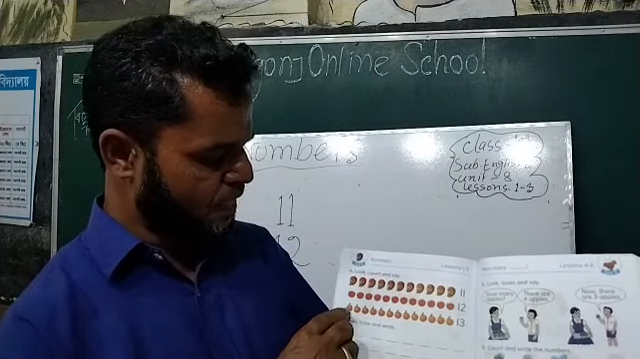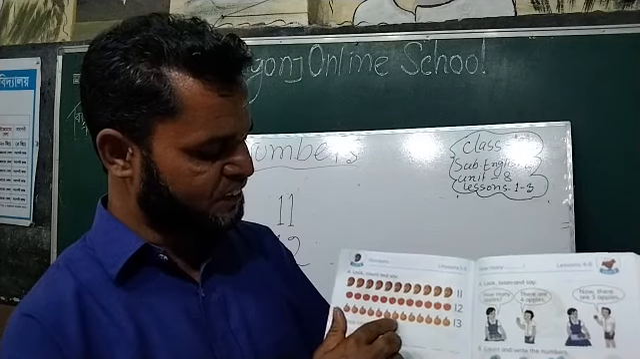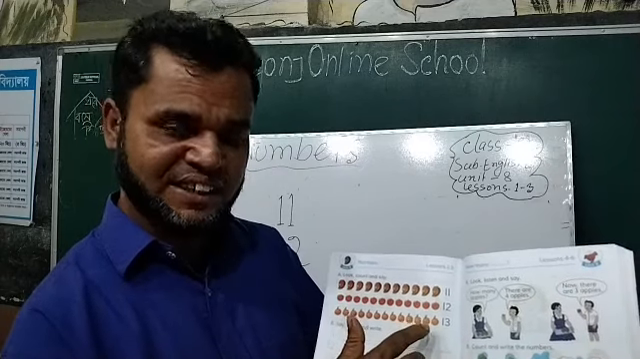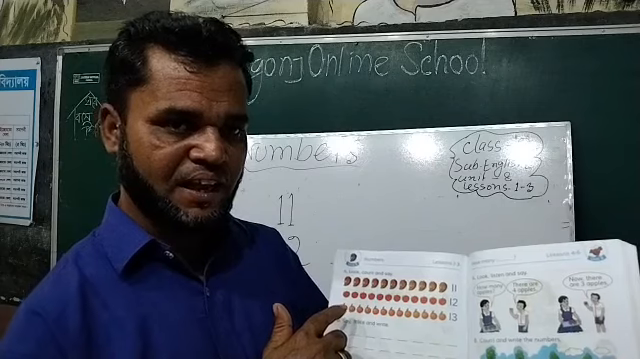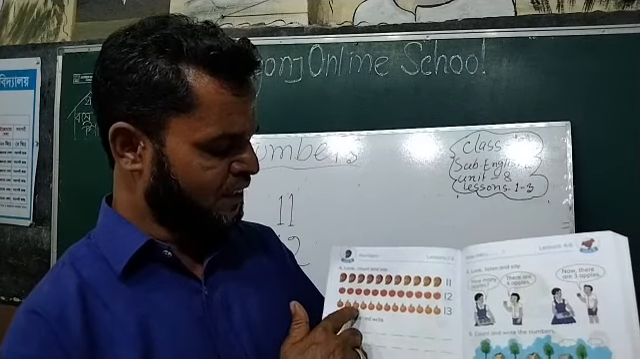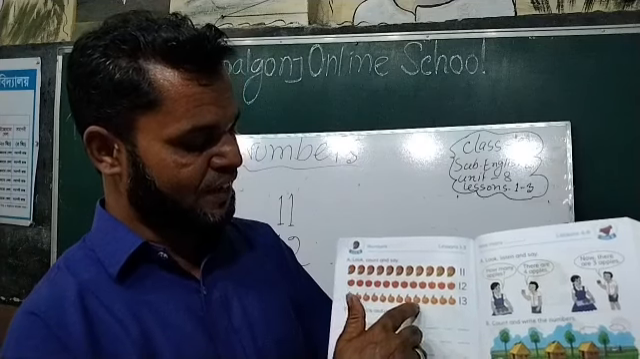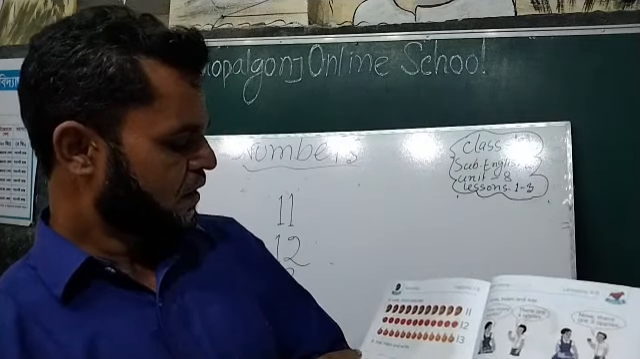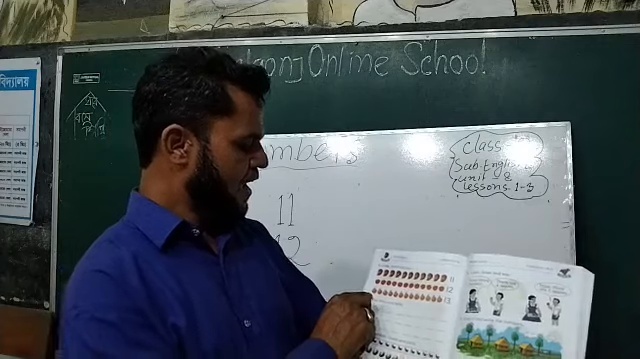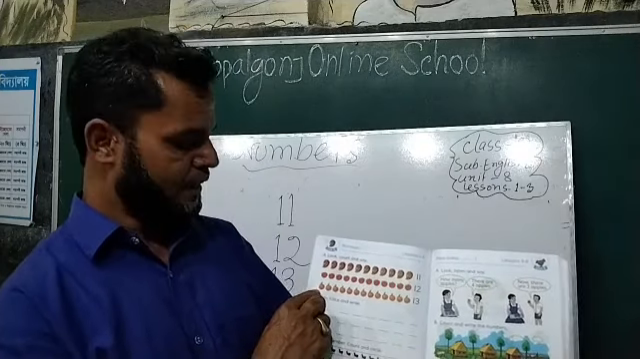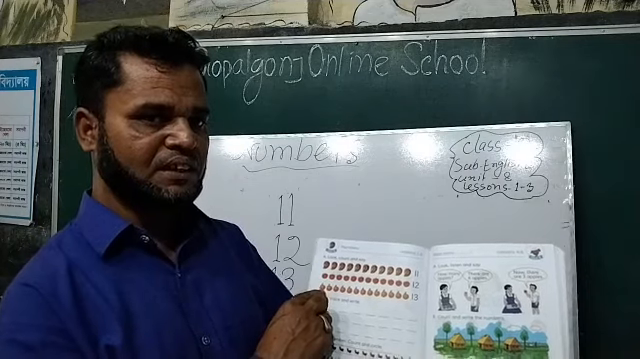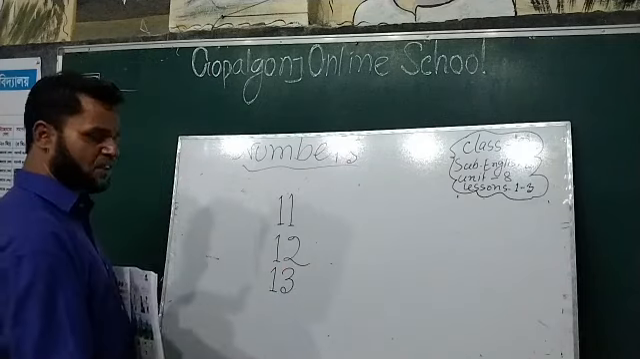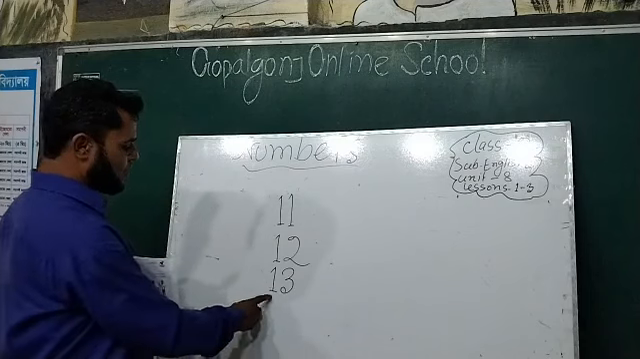Count with me. 1, 2, 3, 4, 5, 6, 7, 8, 9, 10, 11, 12, 13. Let's count again. 1, 2, 3, 4, 5, 6, 7, 8, 9, 10, 11, 12, 13. How many pictures? Yes, 13 pictures. So, dear students, 1, 3, 13.